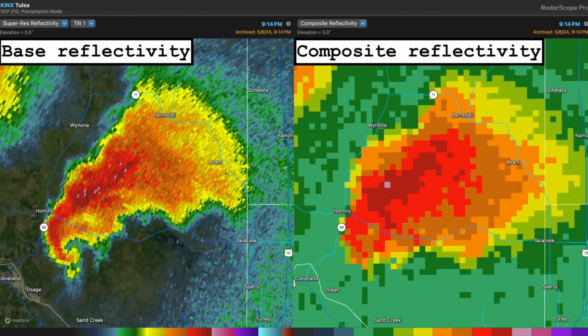values at higher elevations. For instance, on the left is a base reflectivity image of a tornadic supercell with a very well-defined hook echo. On the right is the same supercell displayed using composite reflectivity, and as you can see, the storm just looks like an amorphous blob of precipitation with no evidence of a hook echo. Also, composite reflectivity tends to overestimate the quantity of precipitation that may be falling at the surface.